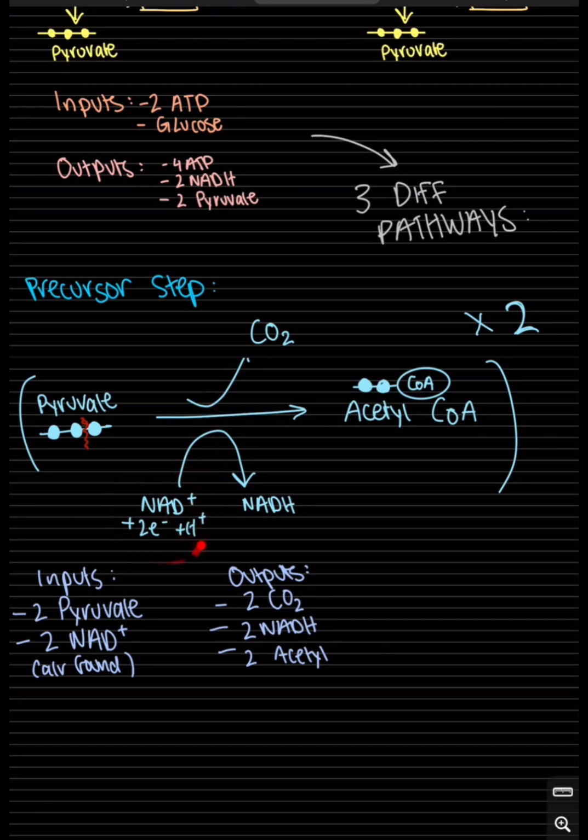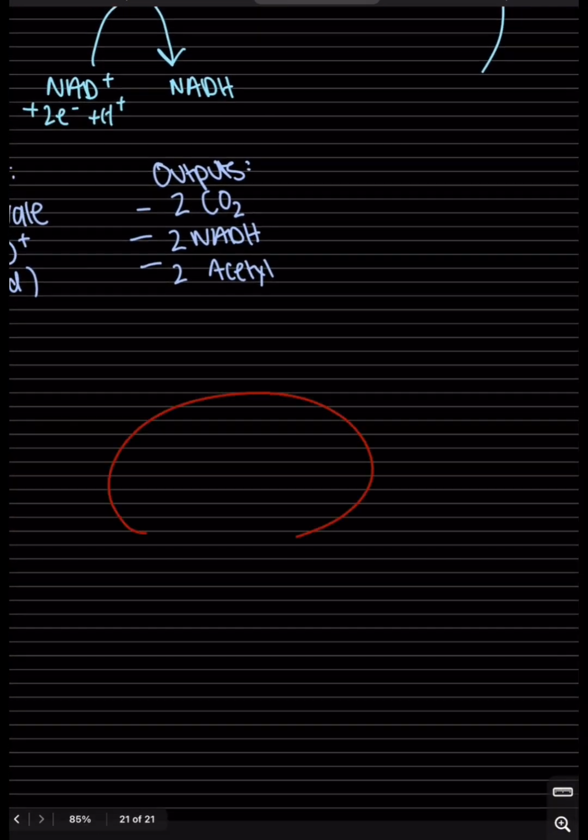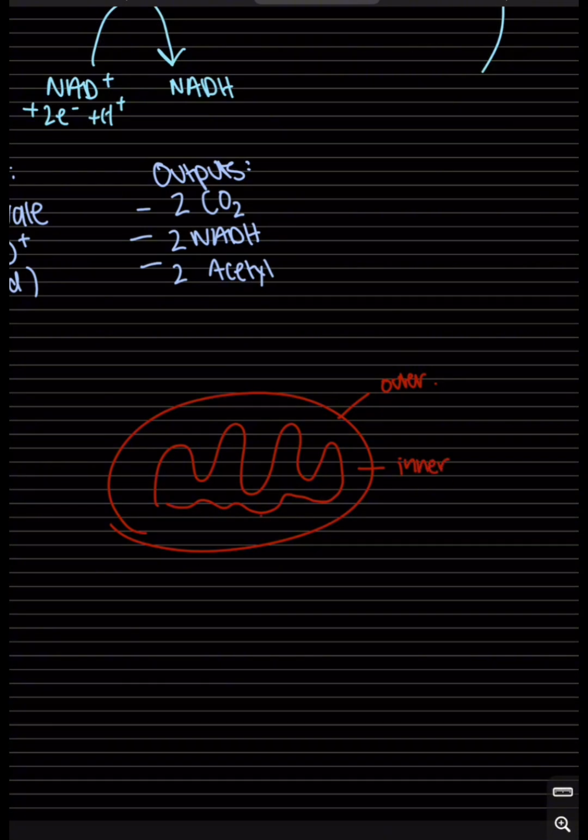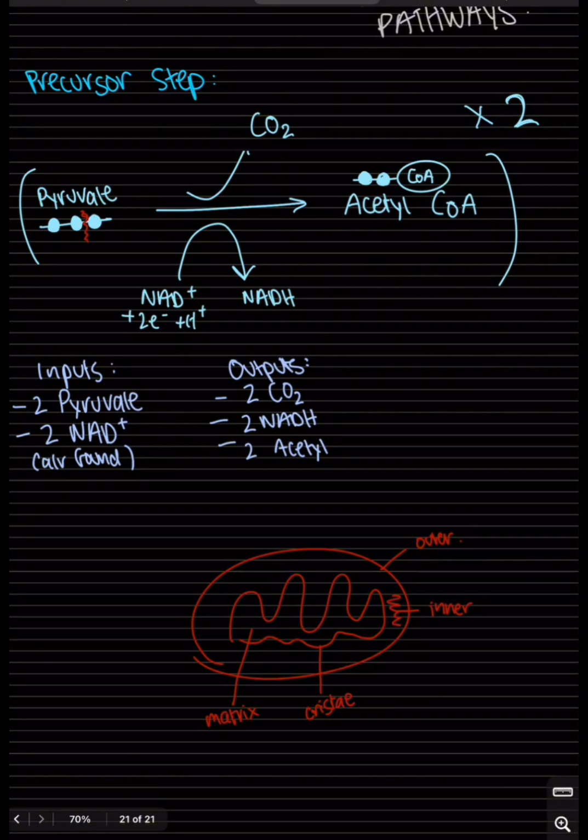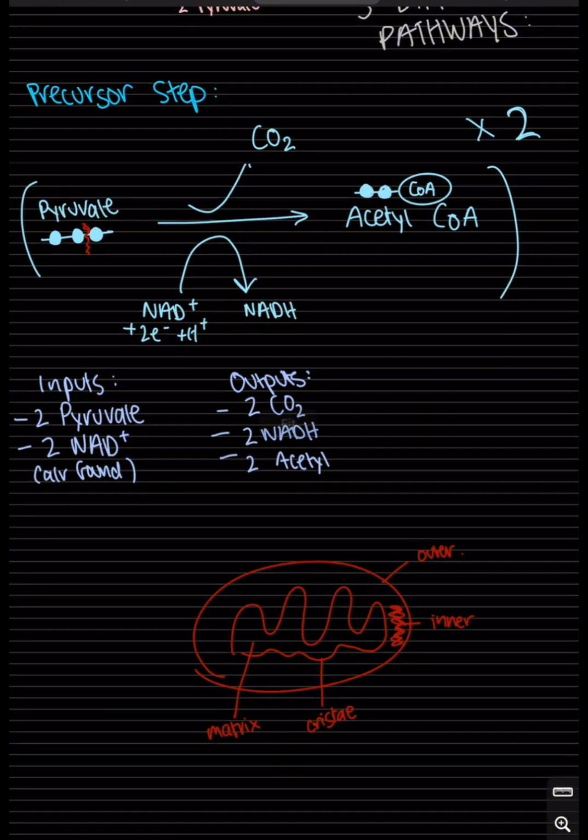And then this happens in the intermembrane space. So when we talk about a mitochondria, right, we have this, so this would be the outer membrane. Then this is the inner membrane space where this happens. This is called the cristae. And then this is the matrix, right? So this happens in this inner membrane space.